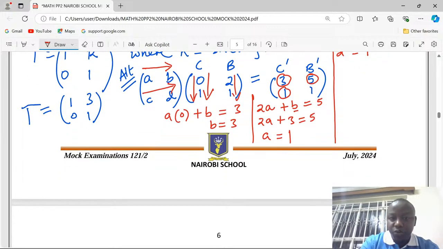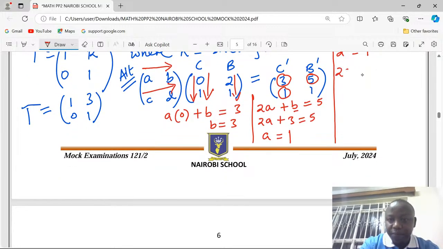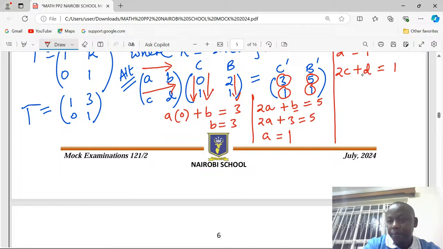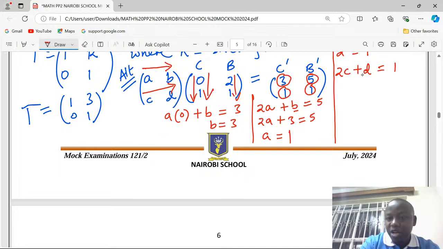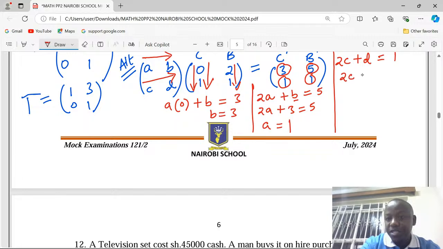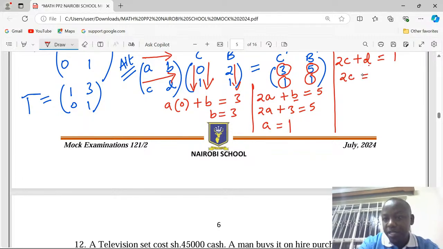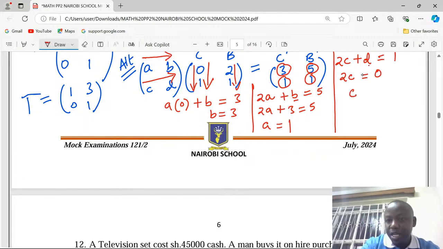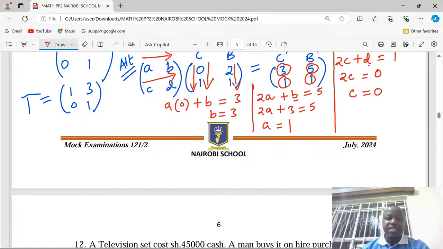Then C by 2, that gives us 2C, plus D by 1, that gives us D, is equivalent to the element at this point, which is 1. Remember, the value of D has already been obtained as 1. So 2C is equal to, we substitute 1 and we take it to the other side, it becomes a 0. So the value of C is 0.